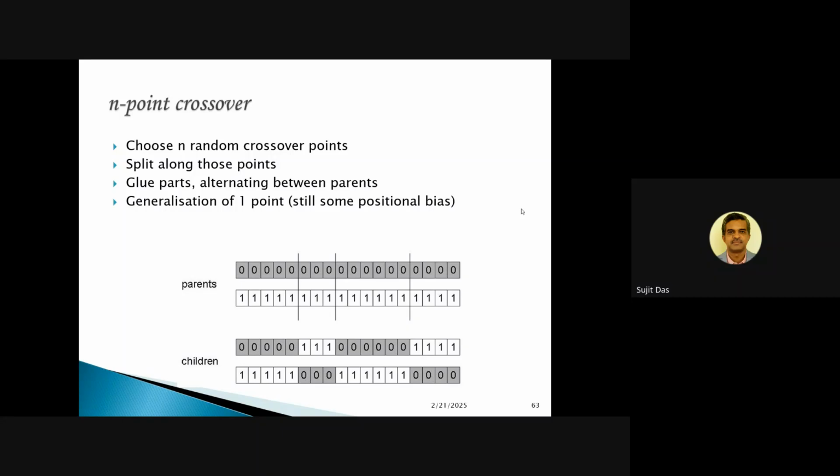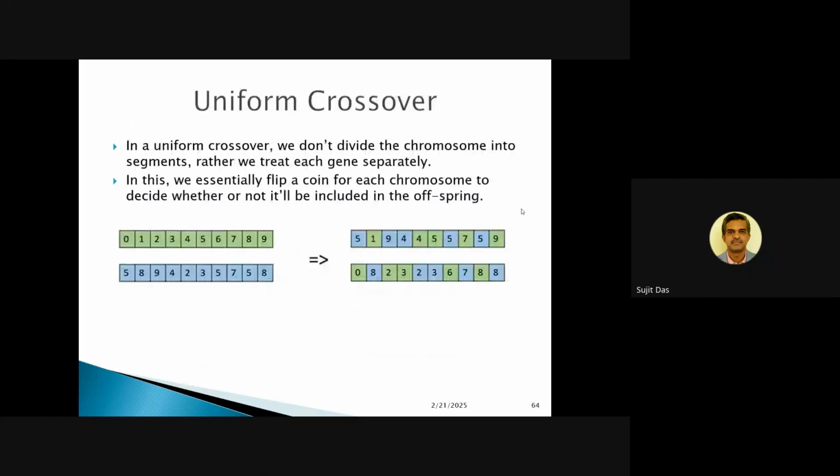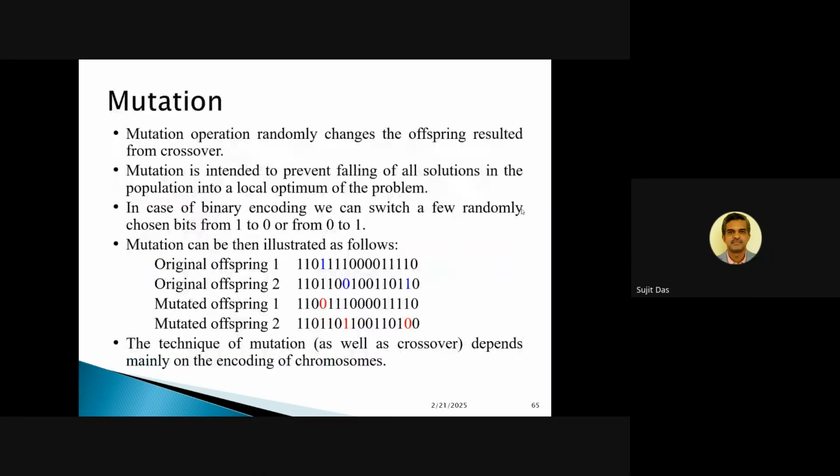What encoding technique are you using? What problem are you solving? Based on that, you need to fix your crossover technique. Many kinds of crossover techniques are there. I will show you one most important crossover technique once I solve, and I'll give you some idea behind this traveling salesman problem.